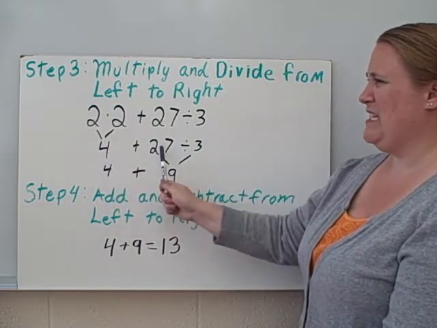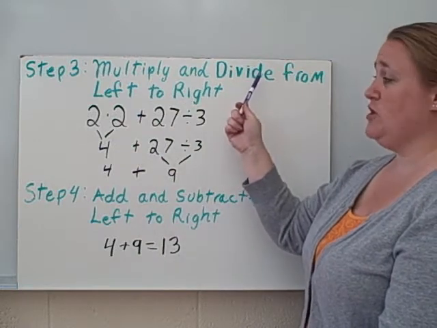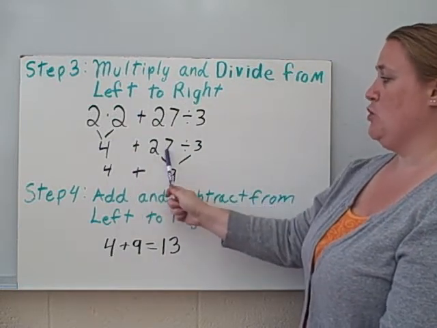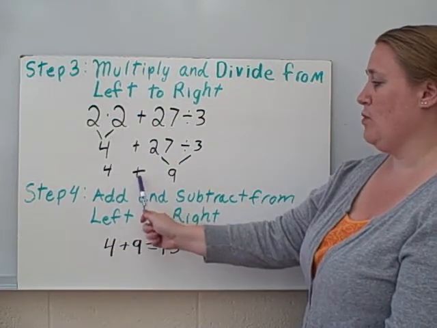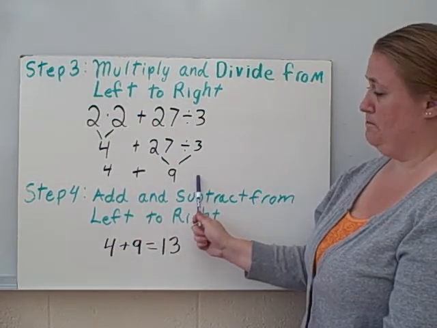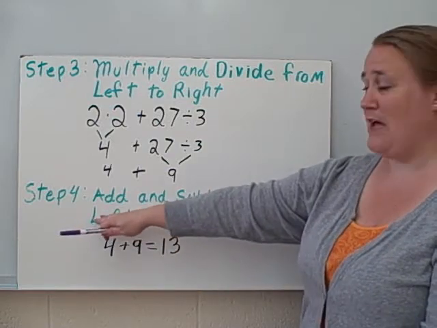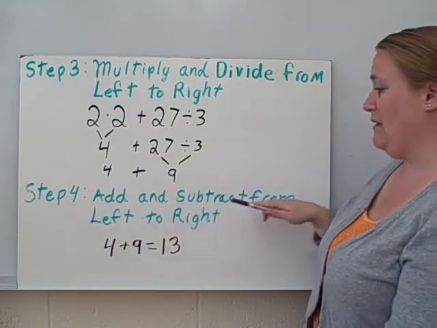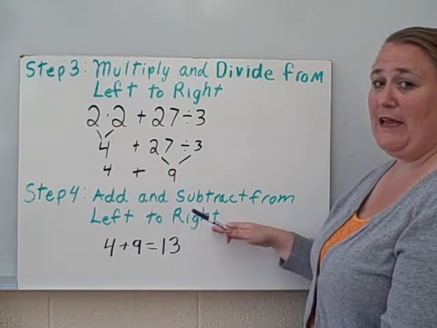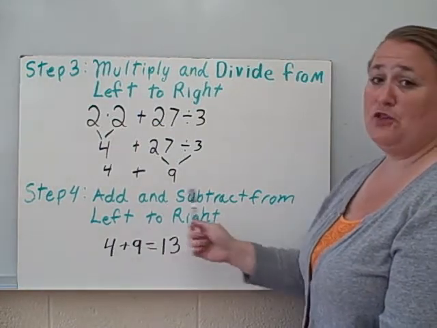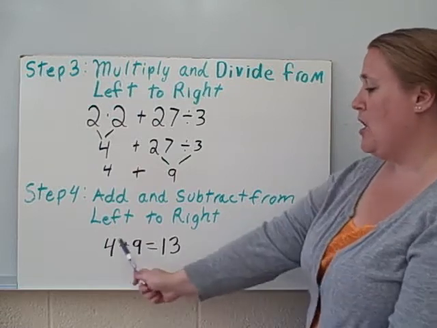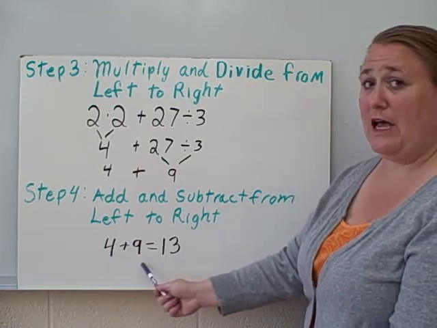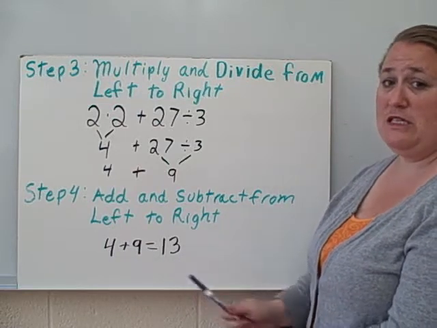4 plus 27. Well, that's not multiplication and division, so we skip it. 27 divided by 3 is 9. So that's 4 plus 9 now. Our very last step is to add and subtract from left to right. Again, left to right, not addition then subtraction. All we have is 4 plus 9 left, which is 13.